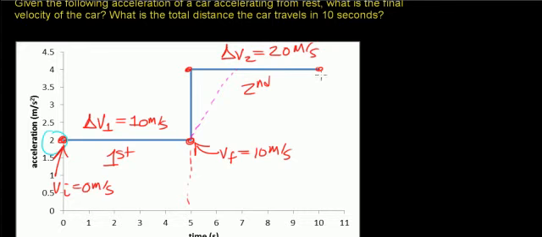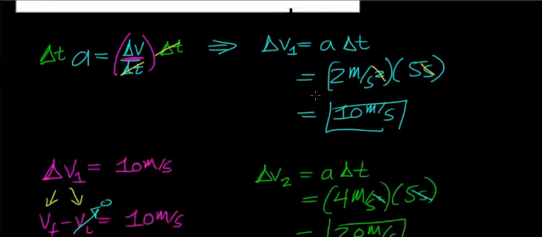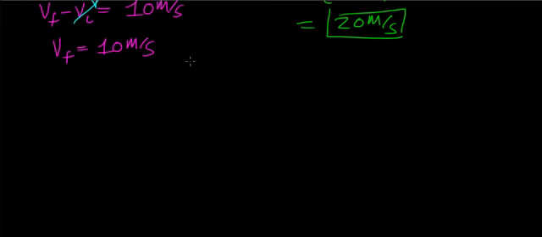Now we're looking for the final velocity at this point. Maybe you call that v final 2, or let's just keep it as v final. Now we know at this point right here, the initial velocity is going to be 10 meters per second. To find the final velocity after 10 seconds, we go back to our definition of change in velocity. The change in velocity, call it delta v 2, we said was 20 meters per second. So over that last 5-second interval of time, the velocity is going to change by 20 meters per second.